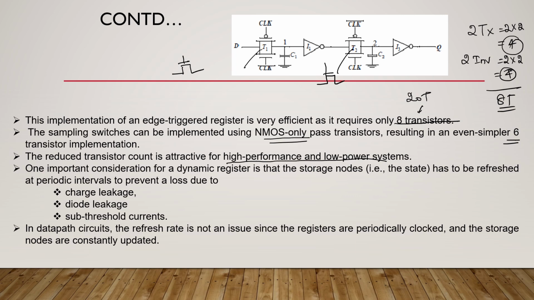And one important thing we have to know is this is a dynamic latch. I already told you it is stored using capacitors. So these capacitors are capable of storing the data for a certain amount of time. After that, the data stored by the capacitor will be lost due to charge leakage, diode leakage, as well as subthreshold current. So the stored data in the capacitor will change. So periodic refreshment is required to hold the data. But the refreshment is not an issue, especially in data path circuits. Right? Okay.